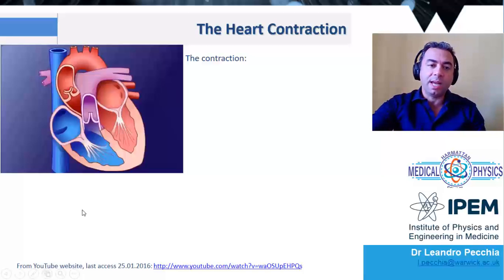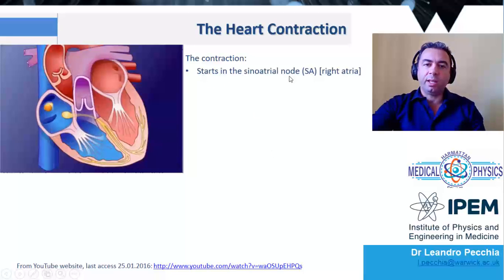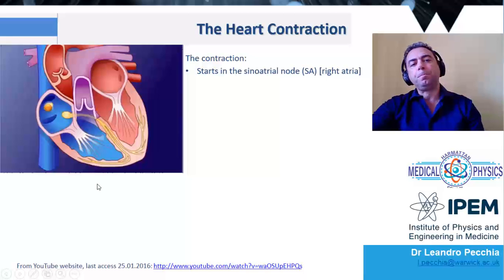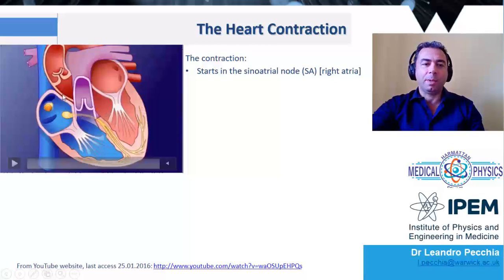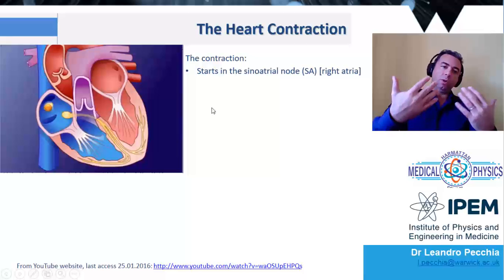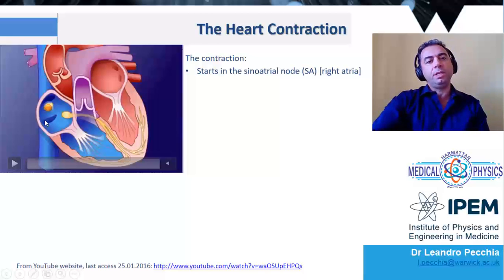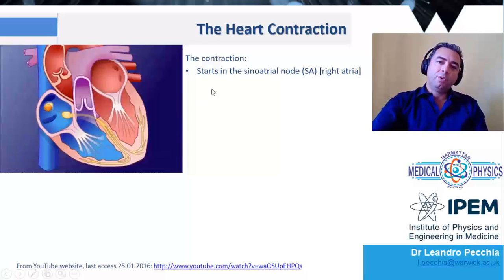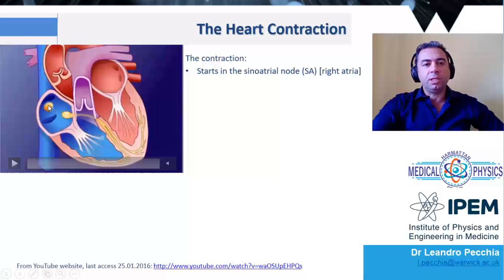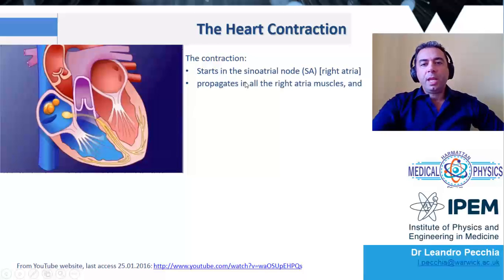Let me repeat with another animation how the contraction propagates through the heart, and in these slides you will find the description associated with the animation. So the contraction starts in the sinoatrial node in the right atrium. Remember, this is as if I'm looking at a man who is facing me. Therefore, this would be the right side of his heart, and this would be the left side. And now the contraction starts from the sinoatrial node, those very peculiar cells which are in this part of the heart, and then propagates in all the right atrium, and then from the right atrium to the left atrium, as you have seen in this animation.